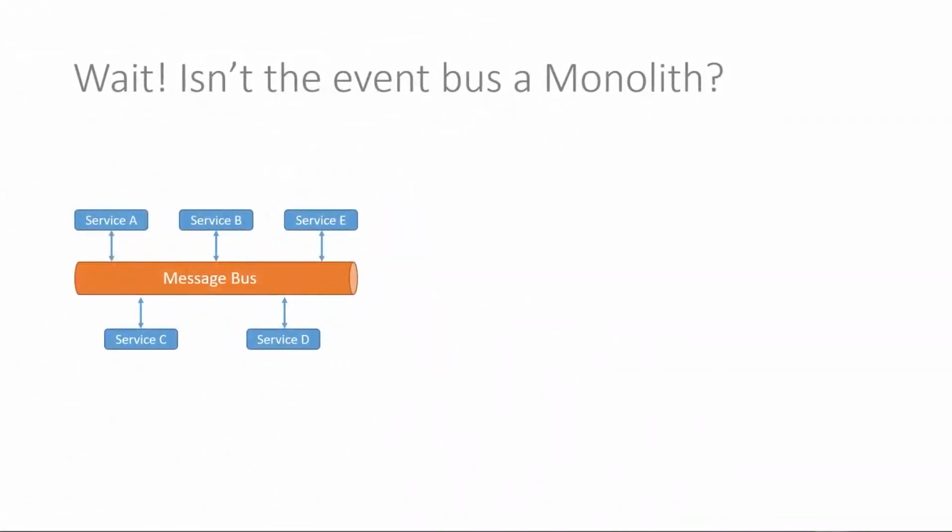So then the final slide in this section, and it's a question I wanted to surface here, is, isn't the message bus a monolith? It's this big thing that all these other services are dependent on. To some extent, yes. And it's the same kind of conversation you'll have about API gateways.